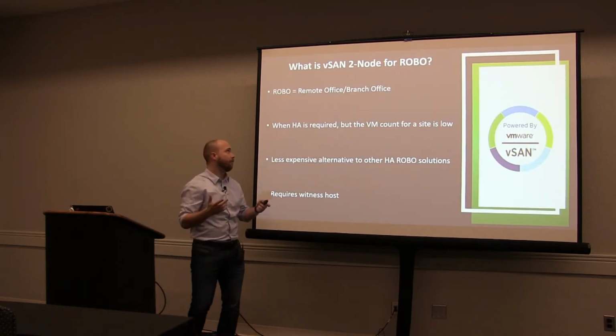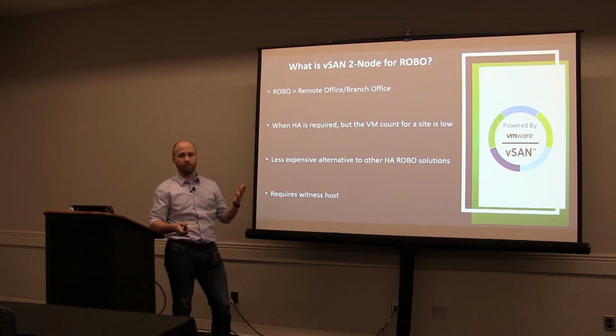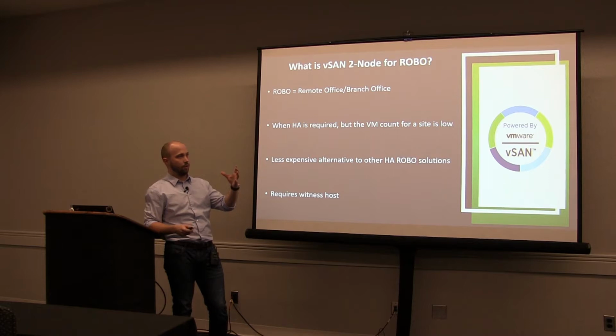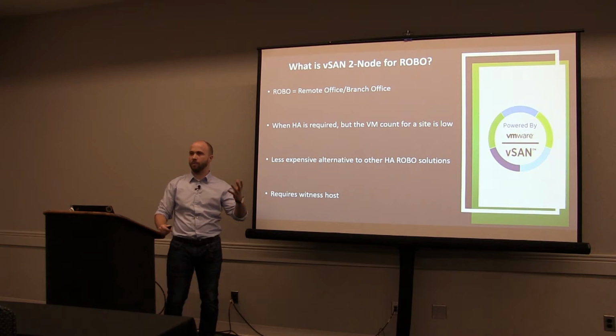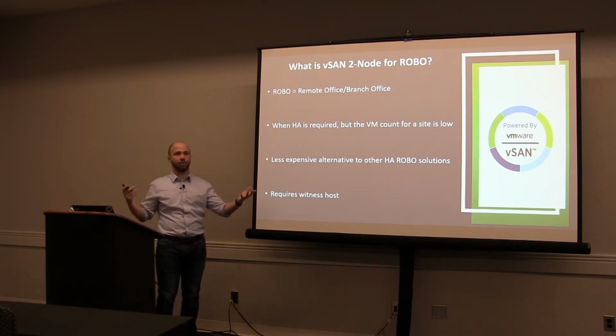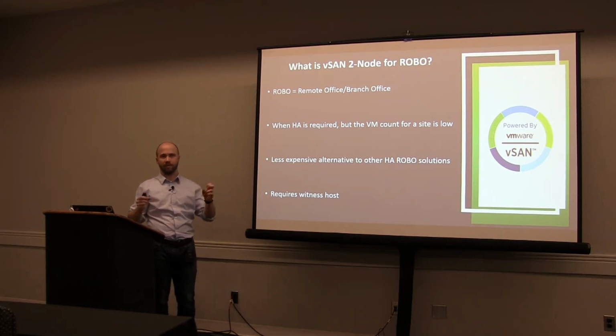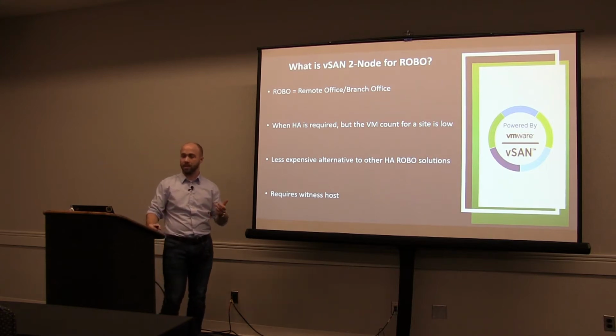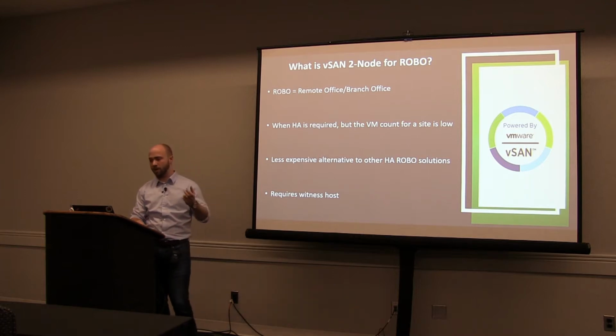So what is vSAN 2-node for ROBO? ROBO just means remote office or branch office, and it is exactly what it's used for, or what it is named after. It is a 2-node vSAN solution that is specifically catered to those remote offices or branch offices or retail environments or whatever you may have, where perhaps you have a relatively small or light application base that requires HA, but you don't really need 4+ nodes for a traditional data center vSAN deployment. It's a less expensive alternative to other HA ROBO solutions.